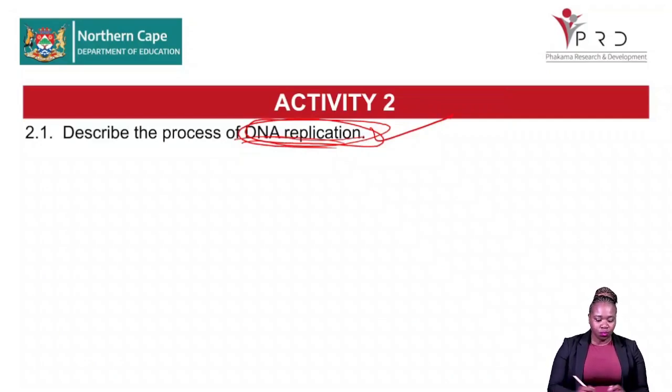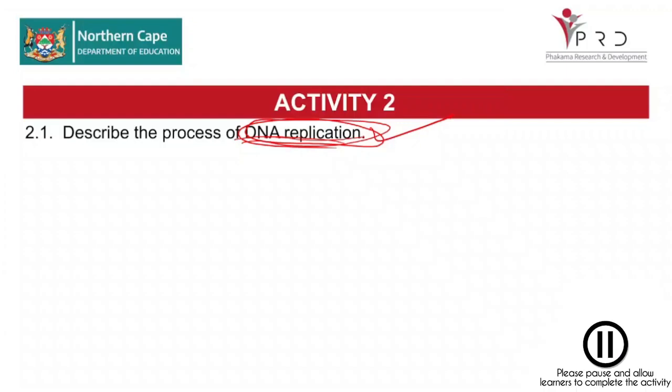All right, so here again, let's just take a few minutes, 5-6 minutes again. Write down that process, describe that process, mention all the keywords that we have spoken about, mention the unzipping, the unwinding, the templates, the complementary base pairing, and at the end, the fact that you end up with two DNA molecules that are identical, and the fact that it is controlled by enzymes. Okay, 5 minutes and then we will discuss it.